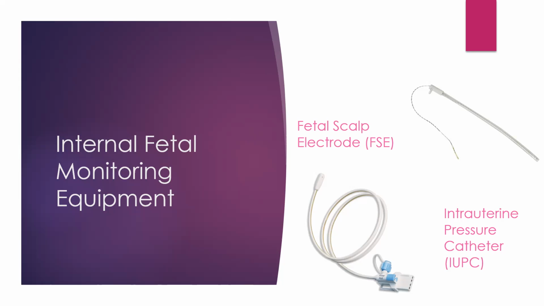The intrauterine pressure catheter also gives us the opportunity to do other intrauterine resuscitation interventions, such as the amnioinfusion, which helps put fluid into the uterus to help relieve cord compression, which we'll touch on in a little bit.